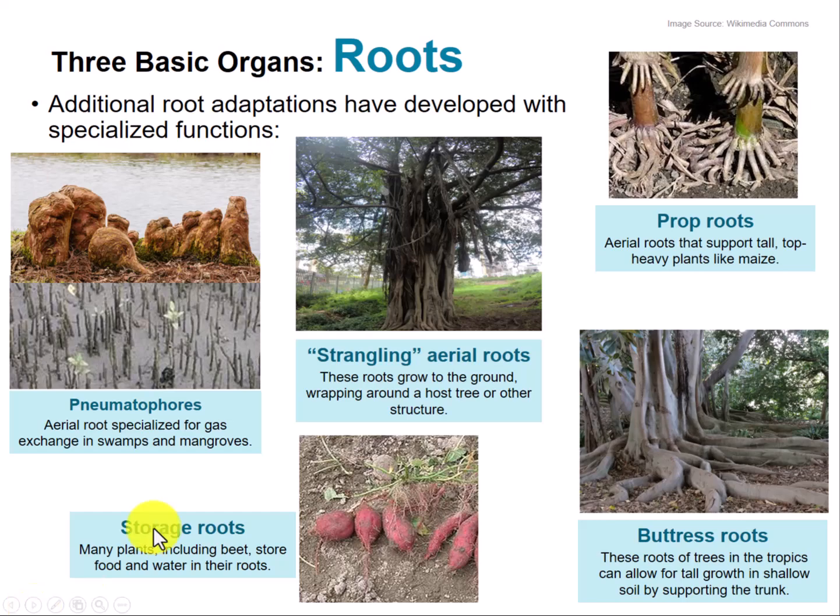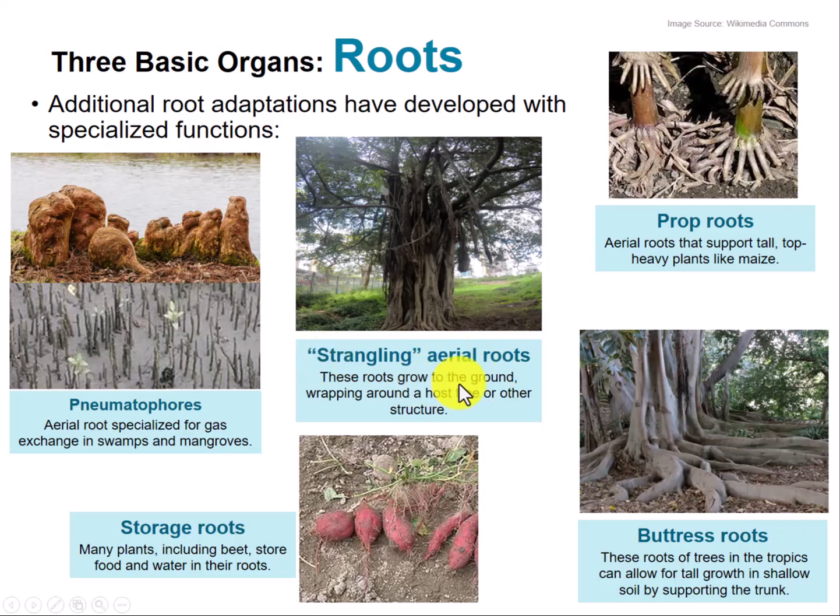We have many different types of roots. So we have adaptive roots, so additional root adaptations. We have our pneumatophores, and so these are going to be aerial roots specialized for gas exchange in swamps and mangroves. And so those are some kinds called the tree knees. So they're knobby, they will pop up so that the plant can get air.